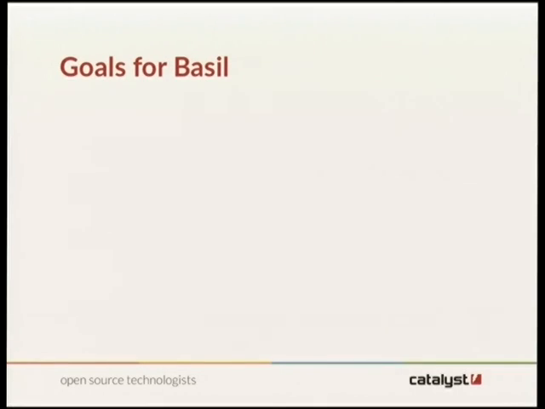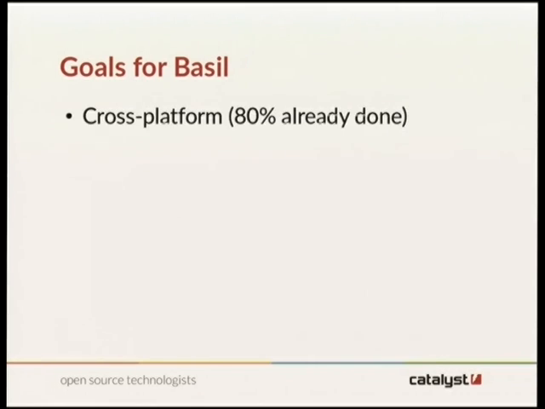Cool. So where do we want to go with Basil? What are our short-term goals? Well, first of all, we want to get it working cross-platform. This is most of the way there because we work with Vagrant, and Vagrant is already set up to work cross-platform. And also the fact that we've written it in Python, so the code will work. There's just a few things we need to work out to get it working across all platforms. At the moment, we've only tested on Ubuntu.